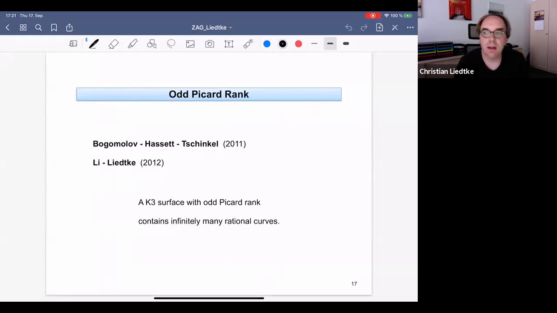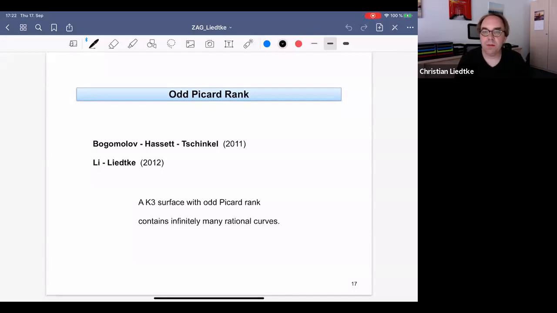So the next breakthrough was work of Bogomolov, Hassett, Tschinkel, and then with a substantial refinement by Jun Li and myself, where we showed that a K3 surface with odd Picard rank has infinitely many rational curves. So in particular, Picard rank 1, which is the very general case in the moduli space. I will comment on how to prove that a little bit later when I'll be discussing regeneration.